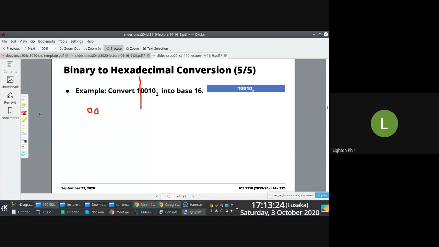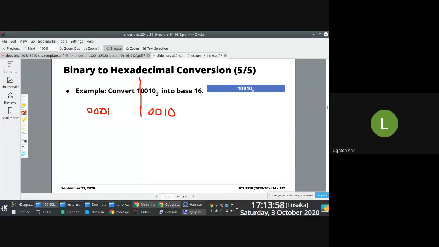Because we have just 1 for this other group, we shall have 1 as the one group, and then the other group will be 0, 0, 1, 0. What do we do afterwards? We convert these into their equivalent. We're supposed to convert these into the equivalent decimal numbers, right?